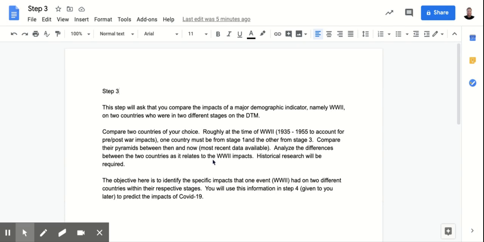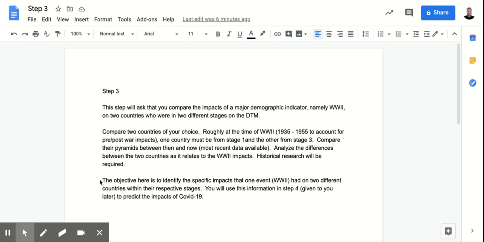You will probably need to do a little bit of historical research just for your own context and to fully understand the situation. So I would expect that it's okay to use additional sources outside of the population pyramids. You need a clearer picture, so you can use other sources. Lastly, the objective here is to identify the specific impacts that one event, which is World War II, had on two different countries within their respective stages, as I mentioned before.